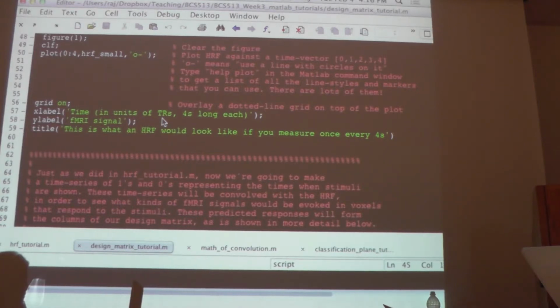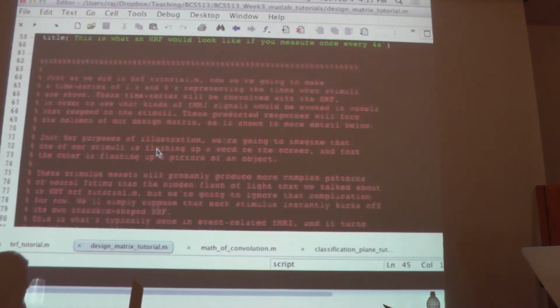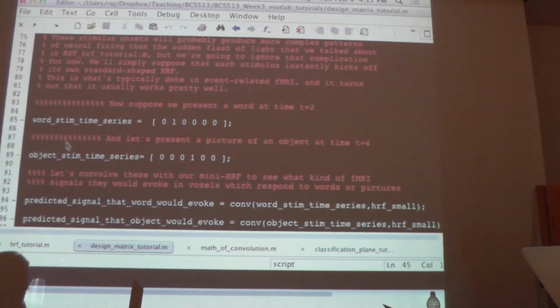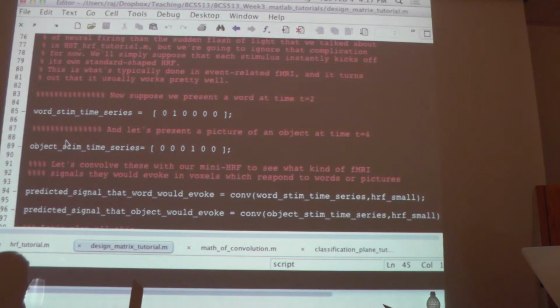These days, a typical TR is about 2 seconds. For illustration here, I got a 4-second one, which is kind of how it used to be a while ago. Okay, so suppose I've got two stimuli, a word and an object. My job is to figure out for a particular voxel, to what degree is it responding to the word? To what degree is it responding to the object?